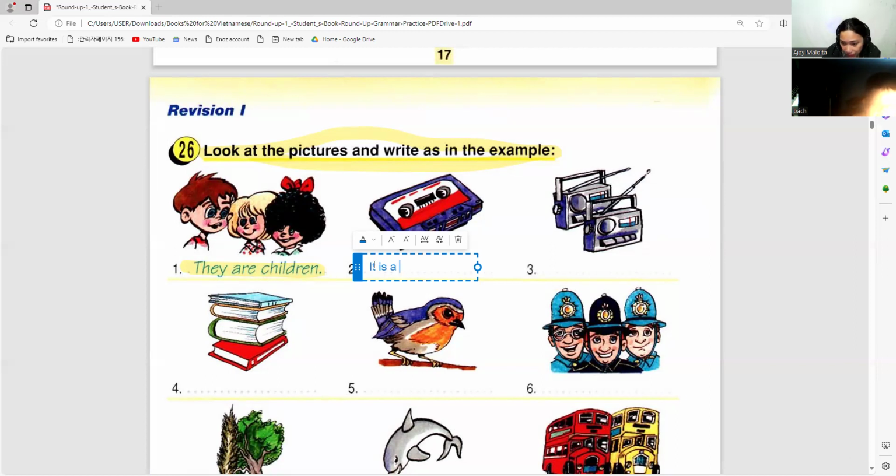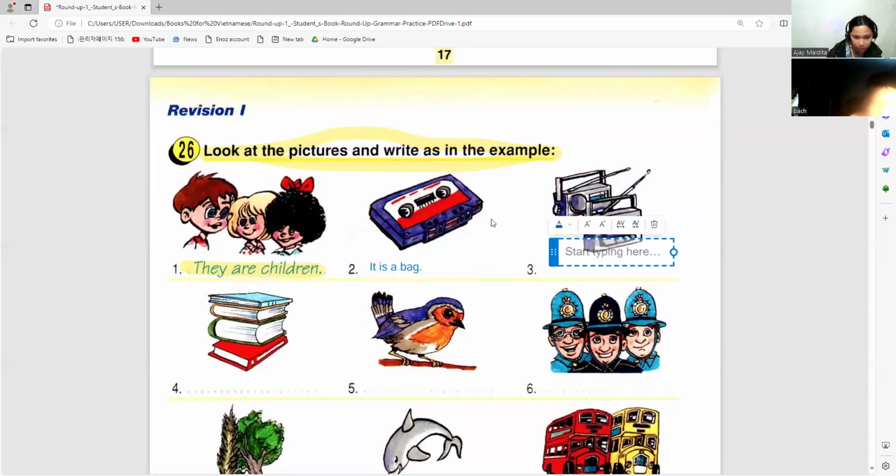What's your answer? Luggage or bags? Okay, so you can say it is a bag. That's okay. Number three, what's your answer? It should be plural. We have two radios. What's your answer?